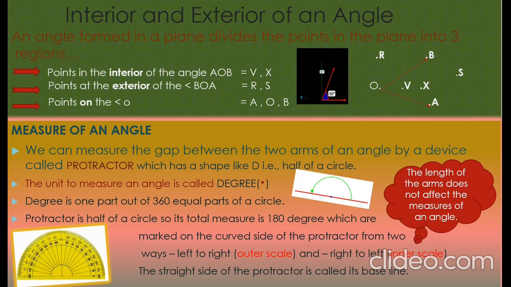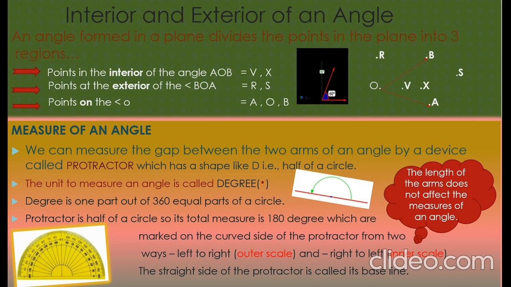Here in this example, angle AOB, few points are shown to make you understand. So points V and X are in the interior of the angle. Points R and S are lying at the exterior of the angle. Points B, O, A are lying on the angle. And you must know that endless number of points are available here. Now, you have understood well the interior and exterior of an angle.